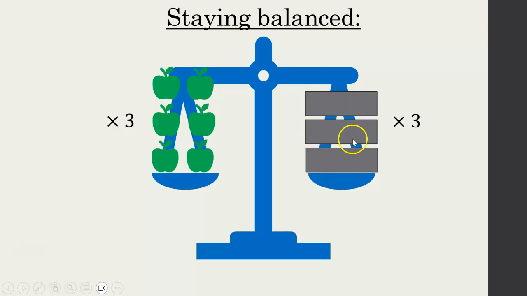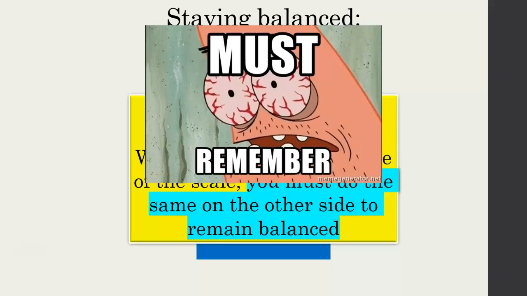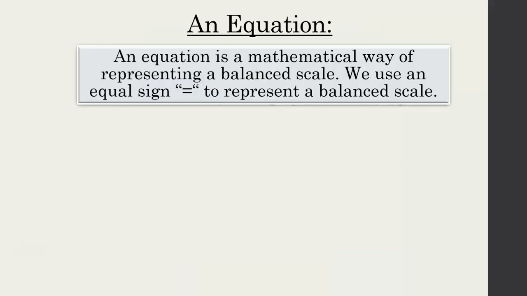Let's say I had 3 blocks on this side and only 2 apples over here. Well, then I'd have to add another 4 apples or multiply this side by 3. So whatever you do to one side, you have to do it to the other side to make it balanced. And this is the really important part to remember for when we talk about equations, and I'll show you why. So an equation is just a mathematical way of representing a balanced scale. And we use the equal sign, so it's like 2 little parallel lines, to represent a balanced scale.